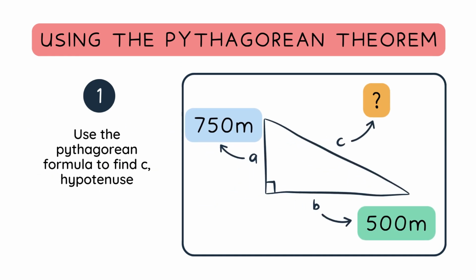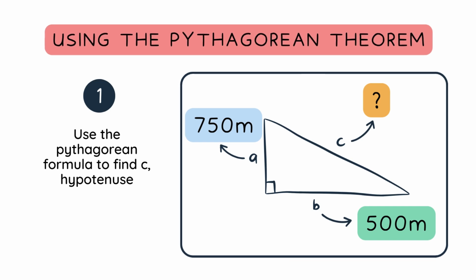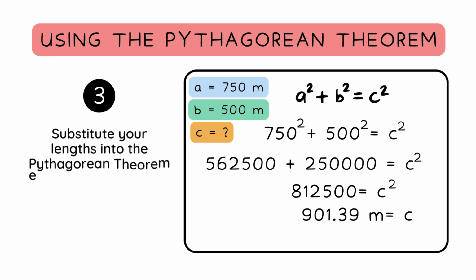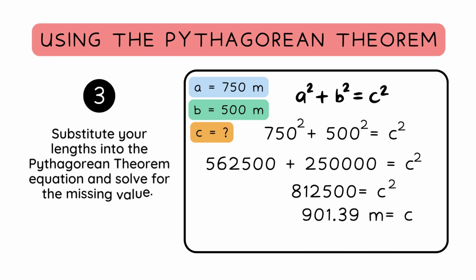As we know, we can also determine the value of the hypotenuse by using the Pythagorean theorem, which is a squared plus b squared equals c squared. Hence, the final answer will be 901.39 meters.